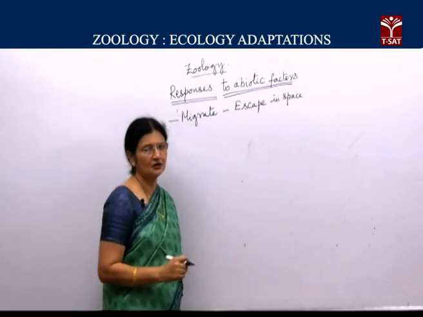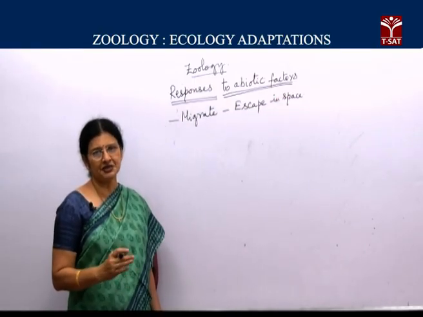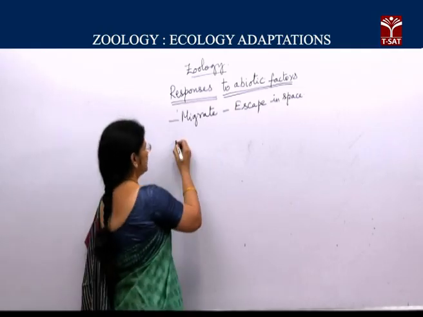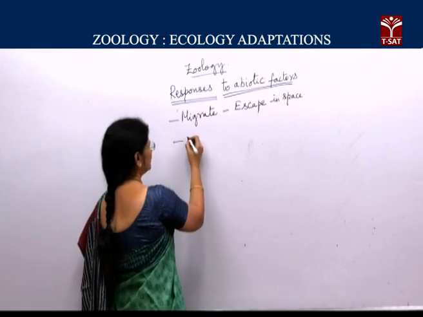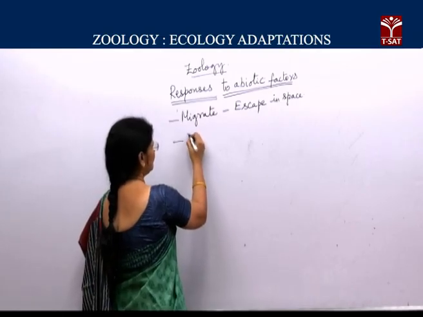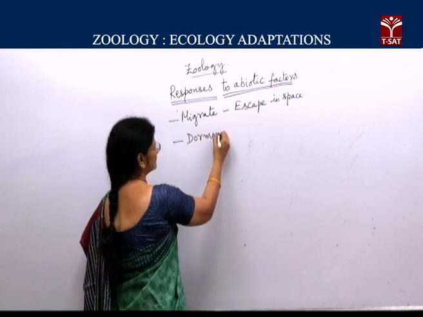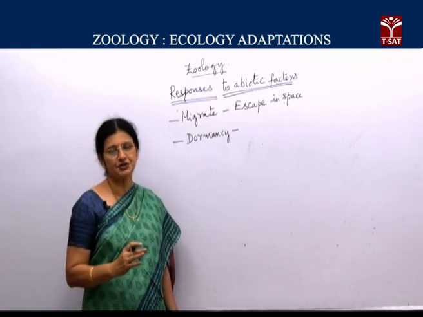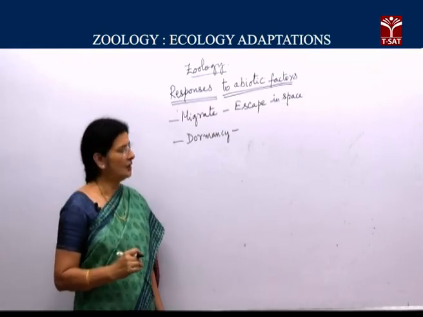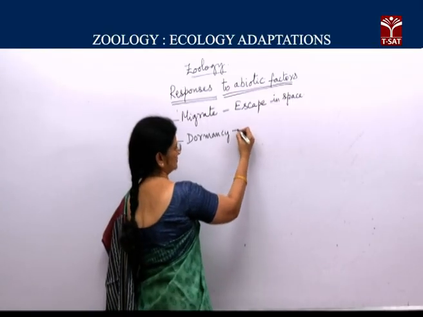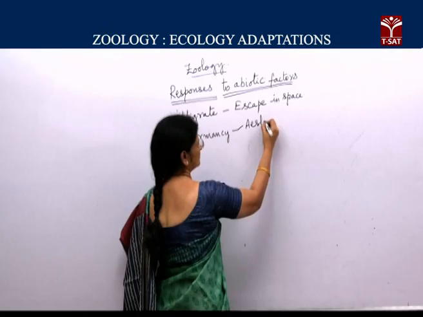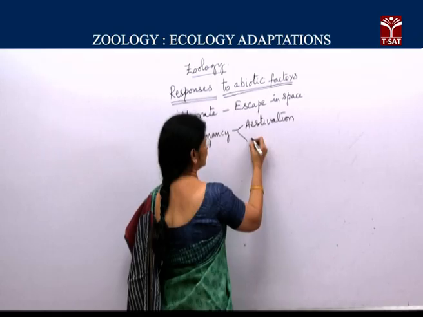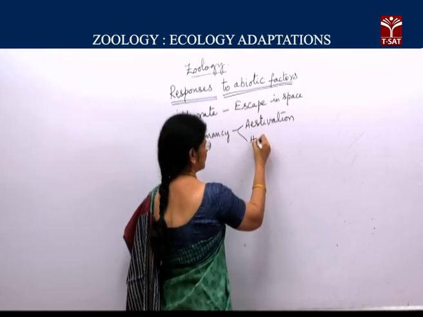Again the same example, the Siberian crane migrating from Siberia to Rajasthan. And some of them show dormancy. For a short period of time, they enter into a state of dormancy. Dormancy in summer is called estivation. Dormancy in winter is hibernation.